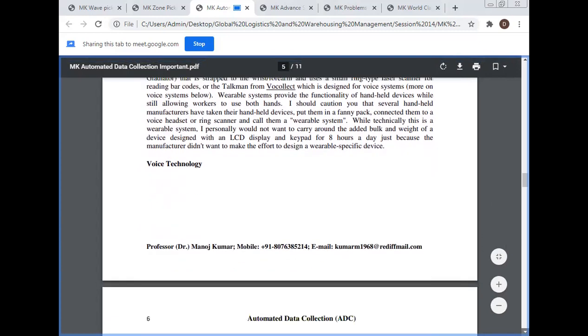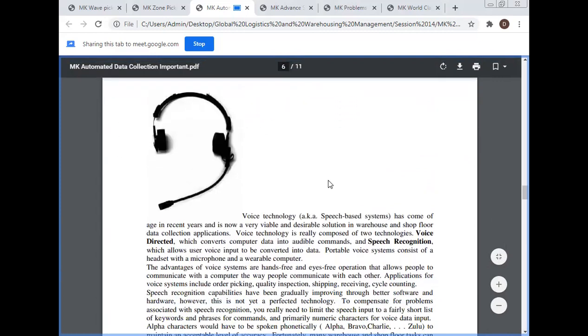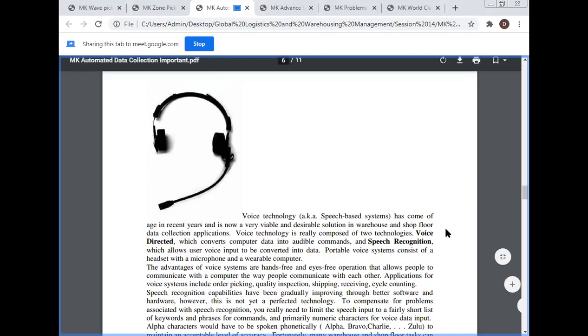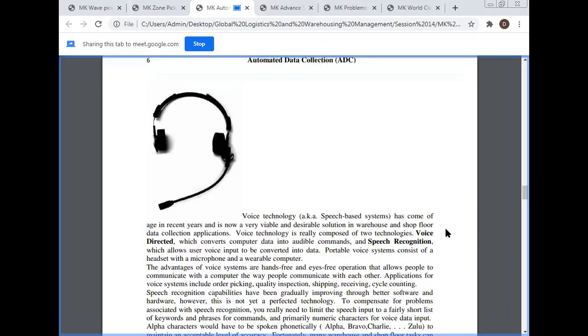Voice technology. Equipment for voice technology. Speech-based systems have come of age in recent years and are now a very viable and desirable solution in the warehouse and shop floor data collection applications. Voice technology is really composed of two technologies: voice-directed, which converts computer data into audible commands, and speech recognition, which allows user voice input to be converted into data.